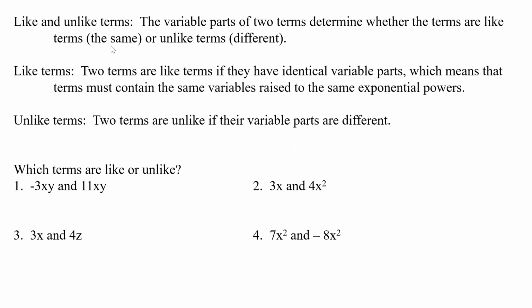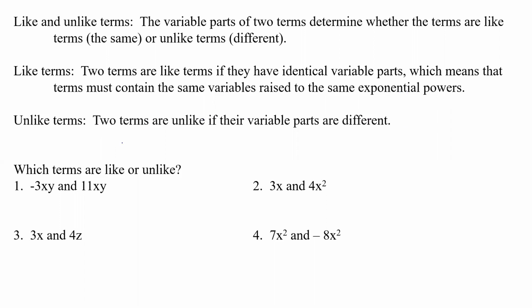So with like terms, two terms are like terms if they have identical variable parts. Now that means the two terms must contain the same variable raised to the same exponential powers. And if they don't, well, then we've got unlike terms. And two terms are unlike if the variable parts are different in any way. Okay, whether it's a squared versus a cubed or a versus b. If there's anything different, then they're not like.